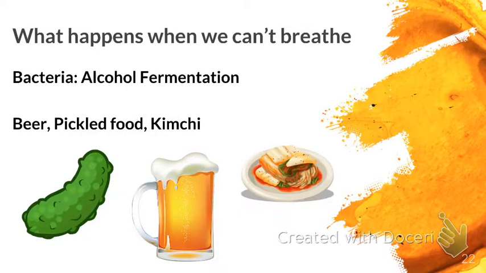One is called alcoholic fermentation, that we'll talk about here. We use it to make beer, pickled food, kimchi, anything that's fermented. We can use alcohol. It's called alcoholic fermentation, and this can occur in places where there's not oxygen. So that's how we make alcohol.